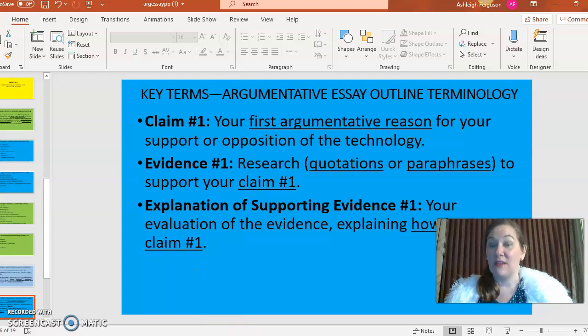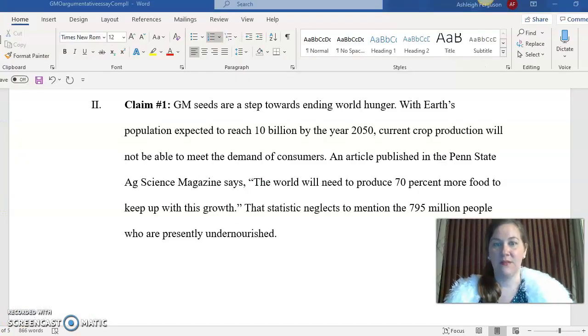And you're going to notice the student example. In the student example, this is his first paragraph. He says as his first claim, GM seeds are a step towards ending world hunger. With Earth's population expected to reach 10 billion by the year 2050, current crop production will not be able to meet the demands of consumers. So he's addressing a problem, and now he's going to go into why GM foods are the solution. You can use problem-solution structures, cause and effect in this essay.